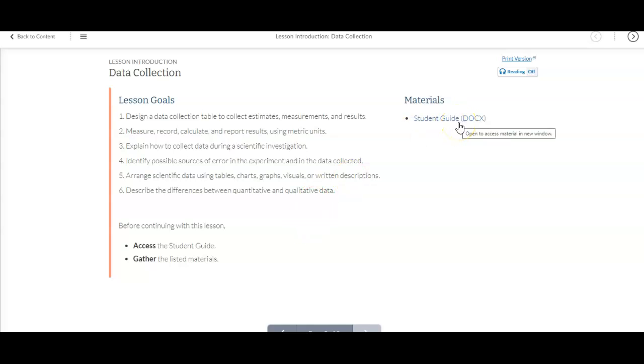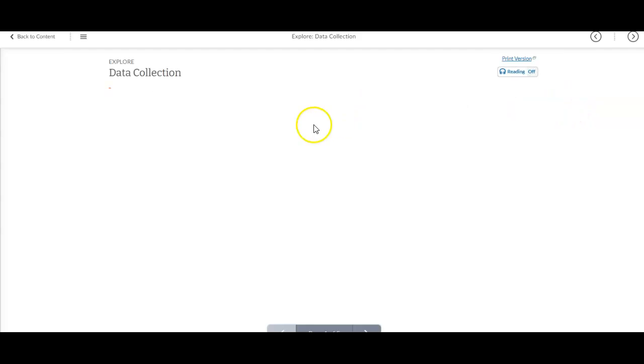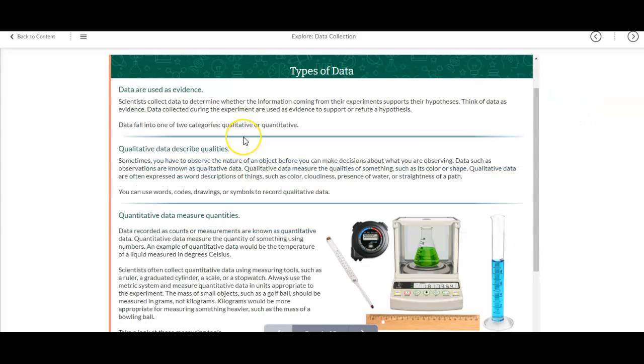So again, if you access the student guide, it's the same each time, that Word document that gives you a template. So we are ready to move on to the lesson content. So we have lots of things going on here. First, data are used as evidence. Scientists collect data to determine whether the information coming from their experiment supports their hypotheses. Think of data as evidence. Data collected during the experiment are used as evidence to support or refute a hypothesis.